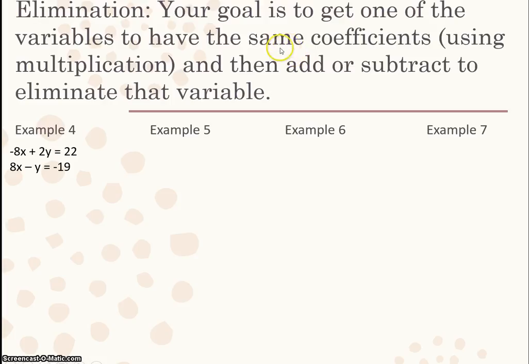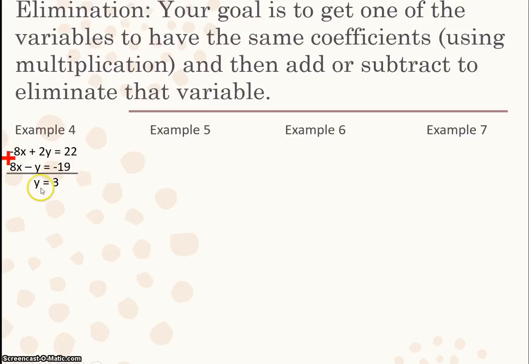We want to see, do any of our variables have the same coefficient? So this x, they both have 8s. So we don't have to multiply to get anything the same. So since they're both 8, we need to add or subtract to eliminate that variable. Well, if we add, negative 8 plus 8 is 0. And so, since our signs are the same, we go ahead and add them, and we get negative 8 plus 8 is 0, 2 minus 1 plus a negative 1 is 1, and 22 plus negative 19 is 3.